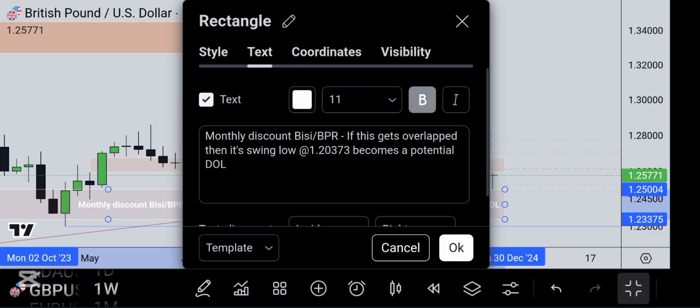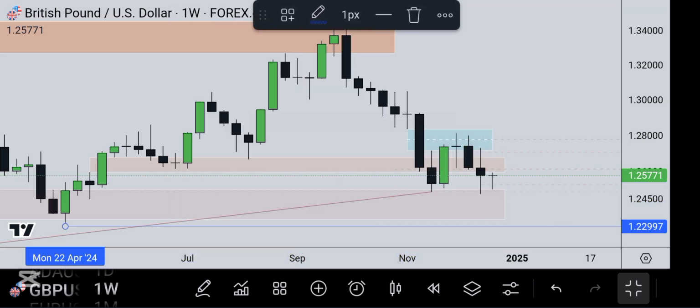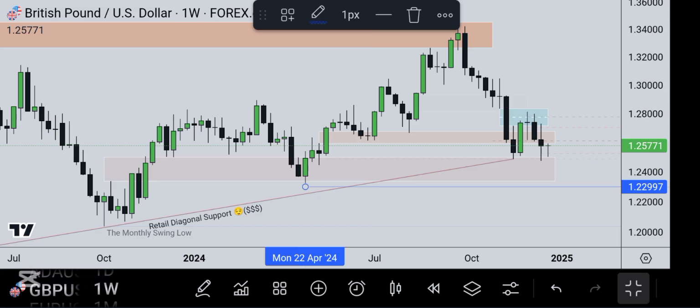I'm looking at a balanced price range, and prior to this video, long ago, since October, probably November, if not October, I said if this gets overlapped, then a swing low at this price level, 1.20373, becomes a potential draw on liquidity. And if you want to see that sell side, I think it's just a little bit lower. Yeah, that's it, 1.20, that low.